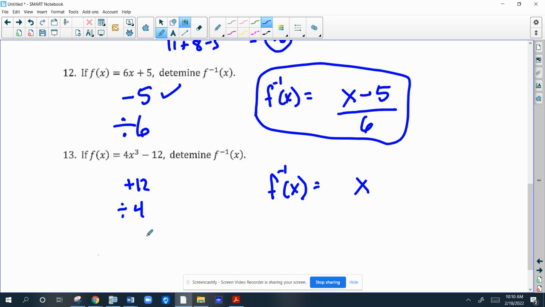And the inverse of cubing, because it says x cubed, is cube rooting. So I'm going to do these 3 things to this side. So the first thing I'm going to do is plus 12. The next thing is divide by 4. Remember, divide everything by 4. And the last thing I'm going to do is cube root. Remember, cube root everything. So that cube root has to be around the entire side.